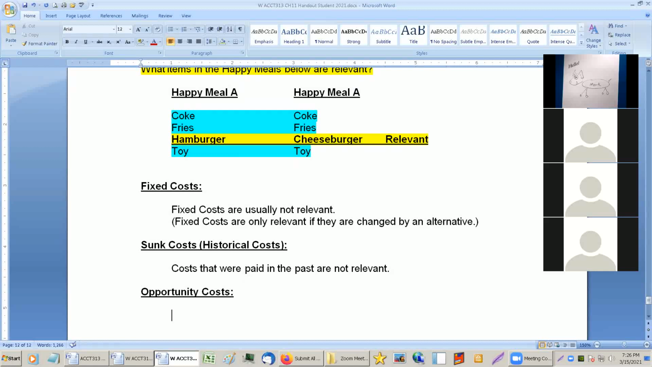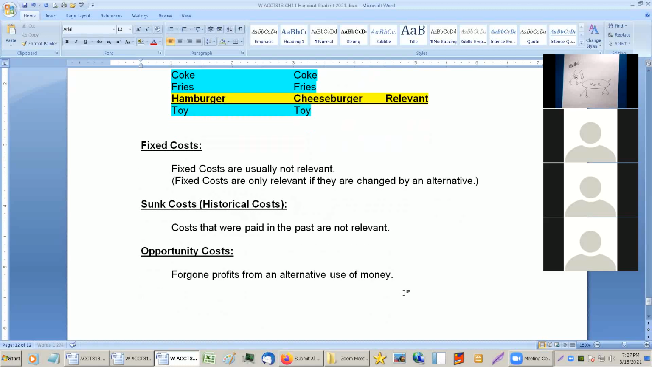Opportunity cost. Opportunity cost is really kind of a funny one because it actually is just an alternative use for something. So, foregone profits from alternative use of money. It sounds kind of funny, but it's sort of like this. Your cost of school.